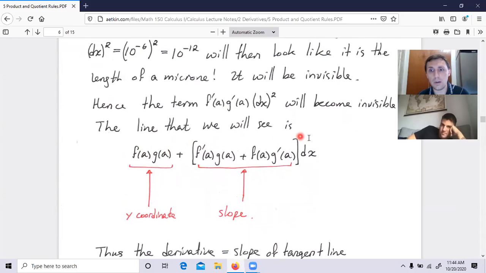This is what it all means. So this is the y coordinate, this is the slope. This is what I'm seeing. So that's my derivative.